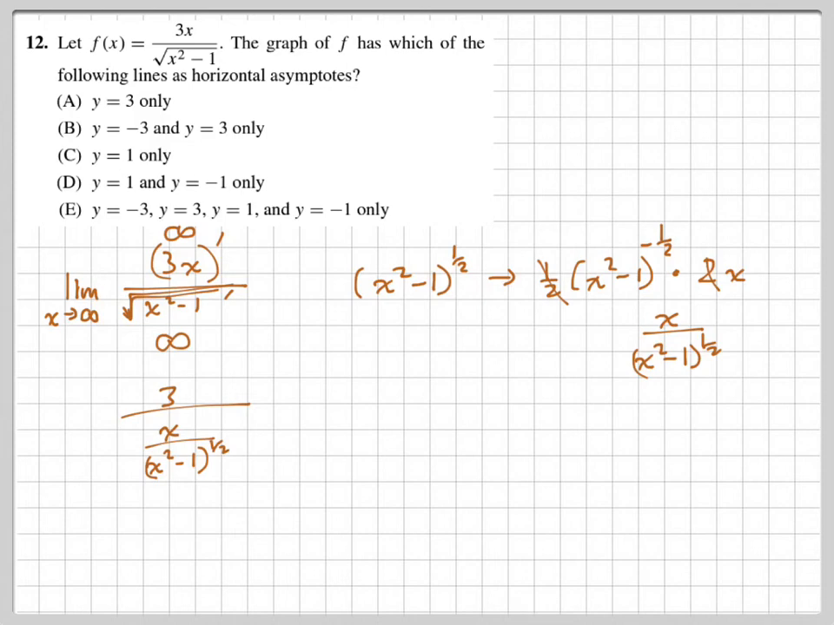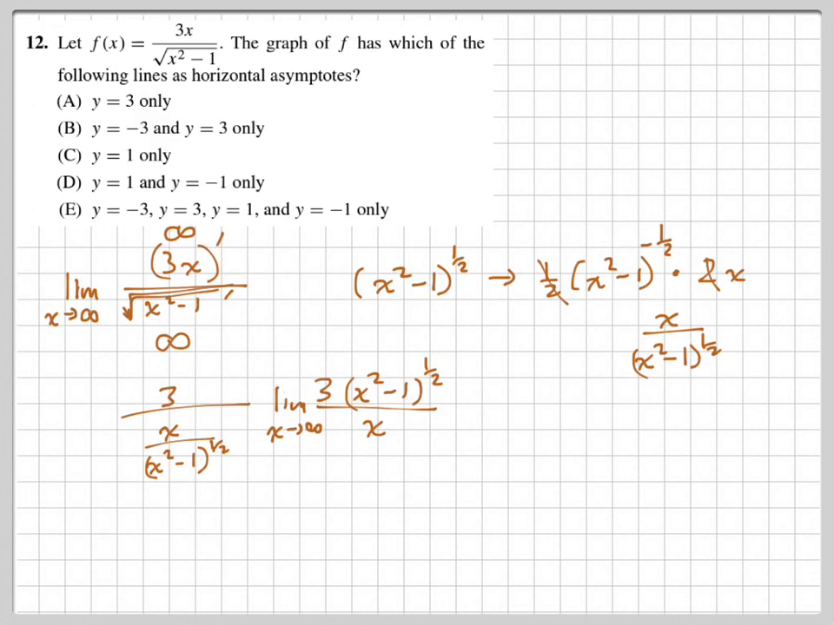We can rewrite this since we have a fraction inside of the fraction. We can multiply the top and bottom by this denominator, and we would get 3 times x squared minus 1 raised to the 1/2 power divided by x. So let's take the limit of this as x approaches infinity to see if we get anything different. The denominator clearly approaches infinity. The numerator, we saw this guy before, is going to approach infinity again. So we got infinity over infinity again.